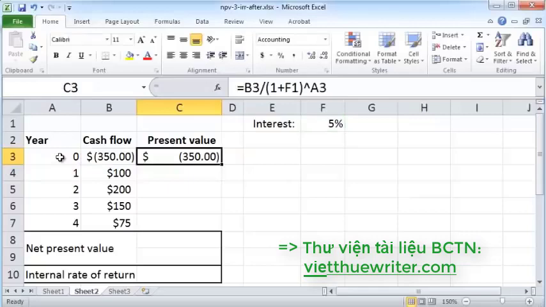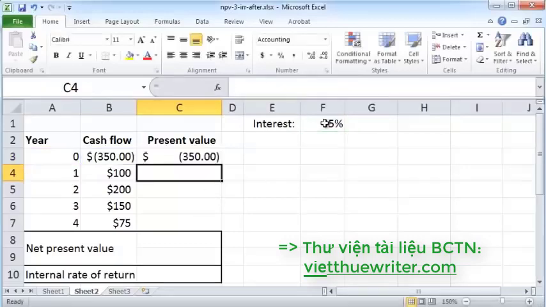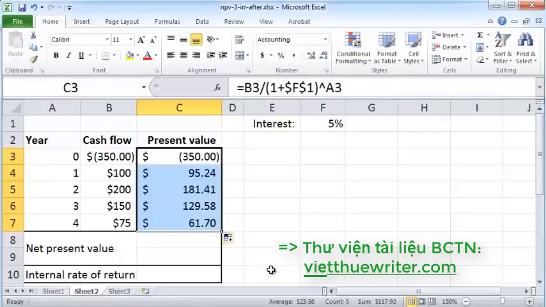So I'm just going to press enter, and I also want to press F4 so that the F1 cell becomes $F$1, so that as I copy this formula down, the interest rate cell remains F1, and I copy this down to all the other cells.